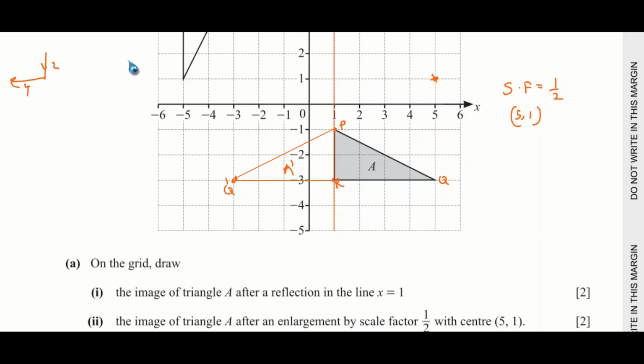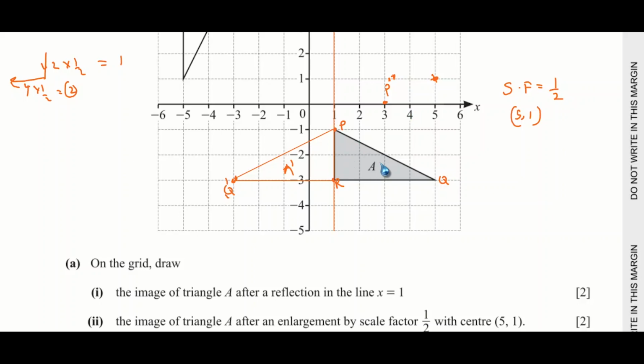You have to multiply this by the scale factor, 1 over 2. So this will be 1 down, then times 1 over 2, this will be 2 to the left. So from the center of enlargement, the image will be at 1 down, then 2 to the left. So 1, 2. That means P prime will be here. I've used Q prime already, so let me just put P double prime, so that I will not end up having Q prime here and there. So P double prime.